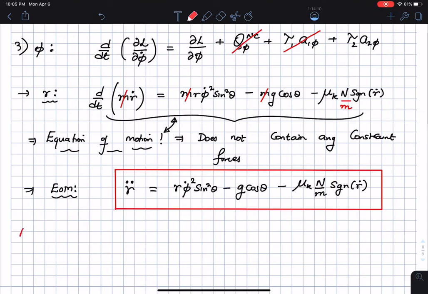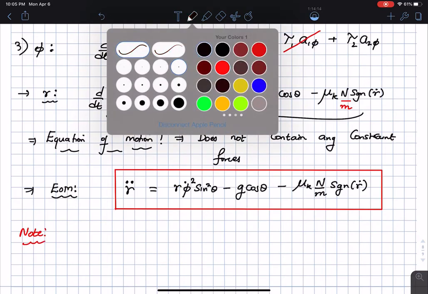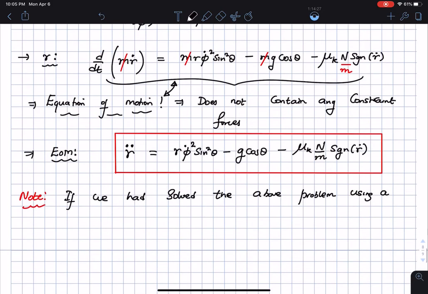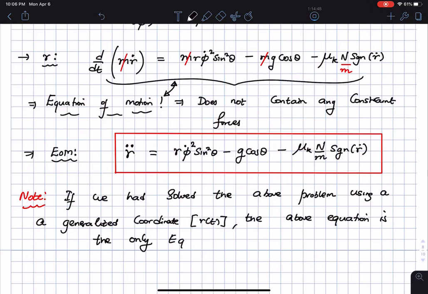Okay, so I just want to make a note. If we had solved the above problem using a generalized coordinate, which is r of t, the above equation is the only equation we would have obtained. That is something to keep in mind.